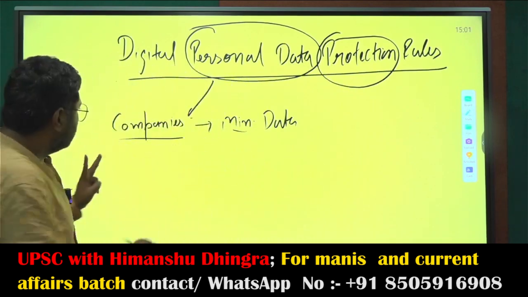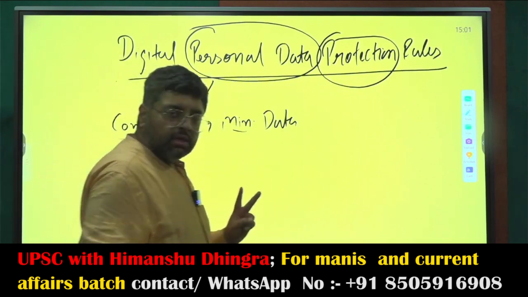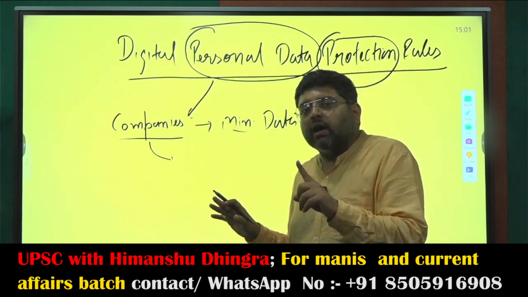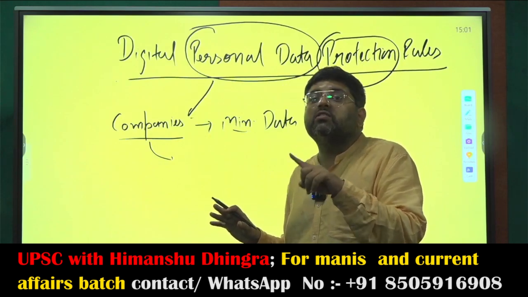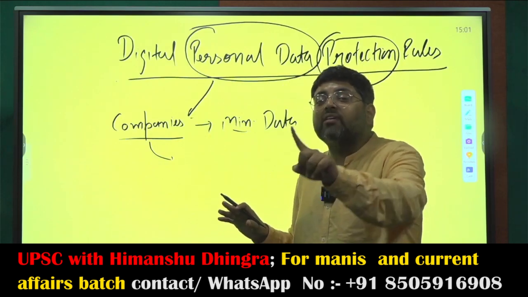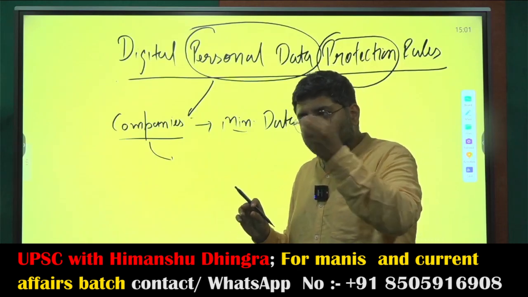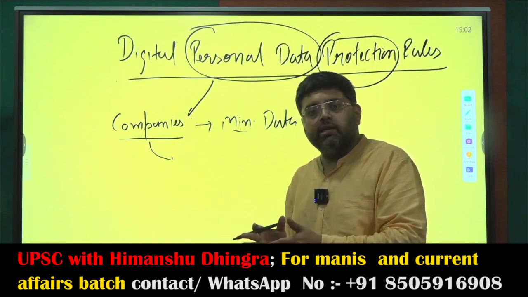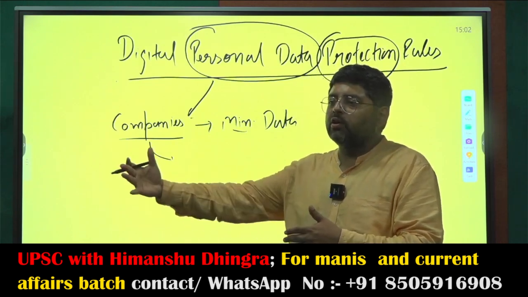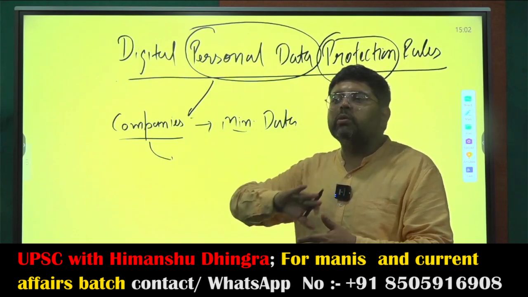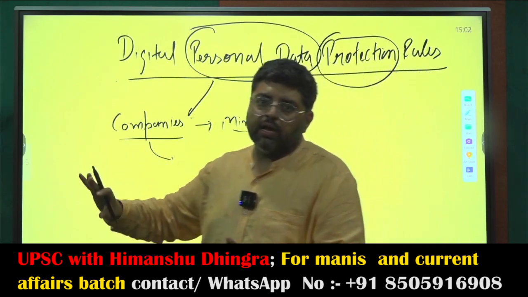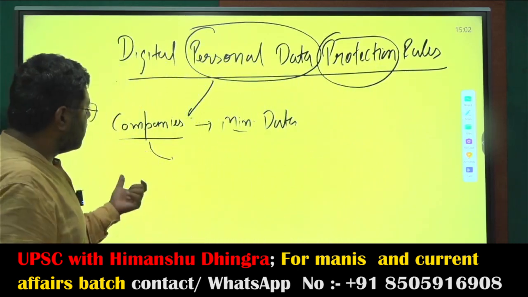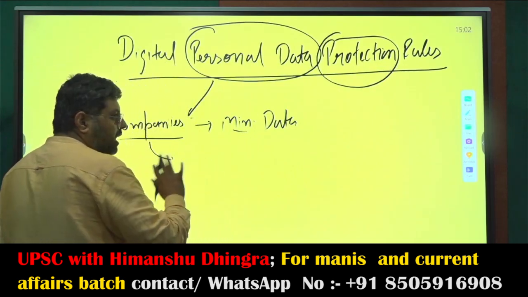Second, this rule says to companies that if any data has been taken from an individual, that data has to be removed after 3 years if that individual is not active on the platform. Suppose you joined my coaching and are there for this year, and for the next 3-4 years we have no connection. Then it is obligatory on me to remove whatever data I have stored. So after 3 years of inactivity, I have to remove your data.